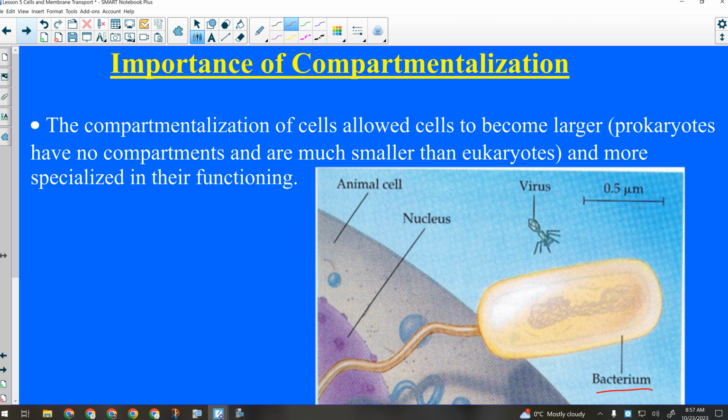If we're looking at size comparisons here, a bacterium is going to be maybe 2 micrometers. Maybe a large one might be 4 or 5. That's it. Very, very small. A typical eukaryotic cell doesn't even fit in the picture. Even a small one is probably going to be somewhere in the neighborhood of 30 micrometers.